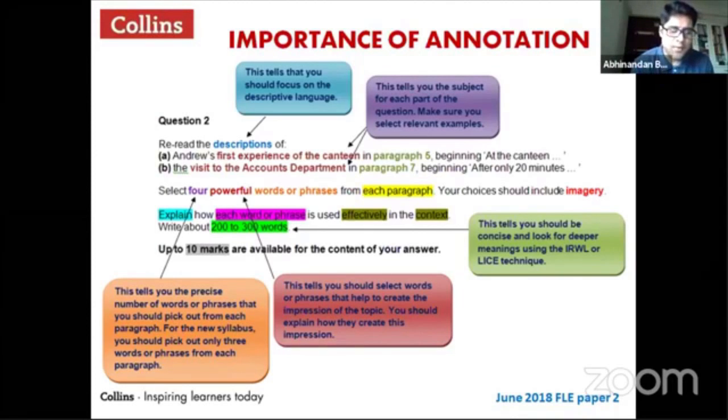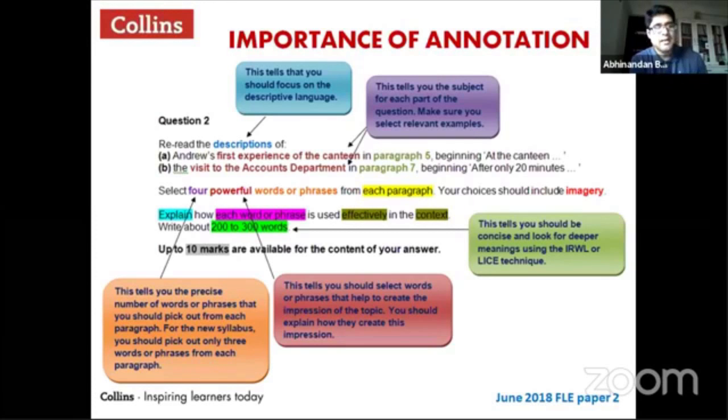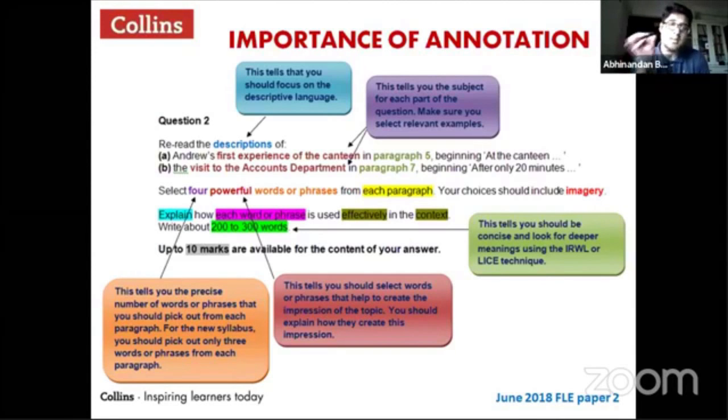Till November 2019, there were 4 powerful words and phrases that the learners had to choose, but now it's 3 powerful words and phrases. Till that examination, it was 10 marks for this question, but now we have 15 marks for this question. Powerful. I have identified this word. This tells you that you should select words or phrases that help to create the impression of the topic. You should explain how they create this impression. Not just any other word or phrase, but the relevant, powerful words or phrases from each paragraph.